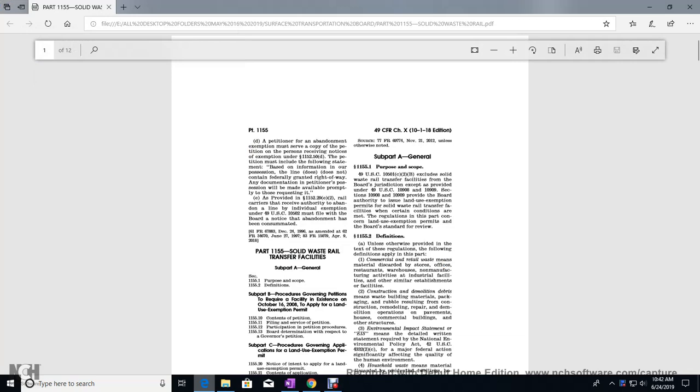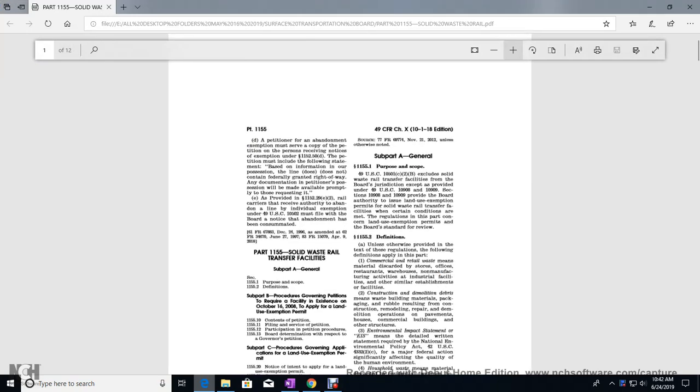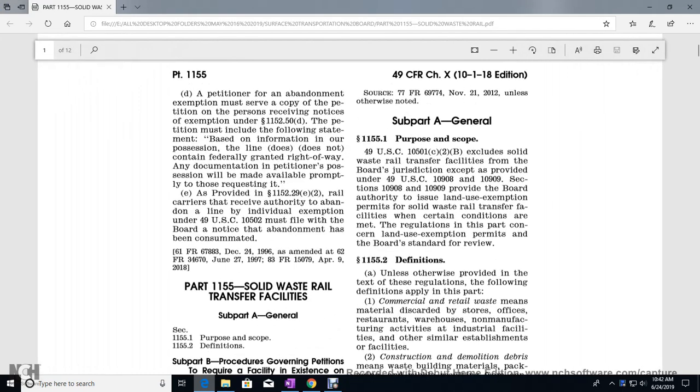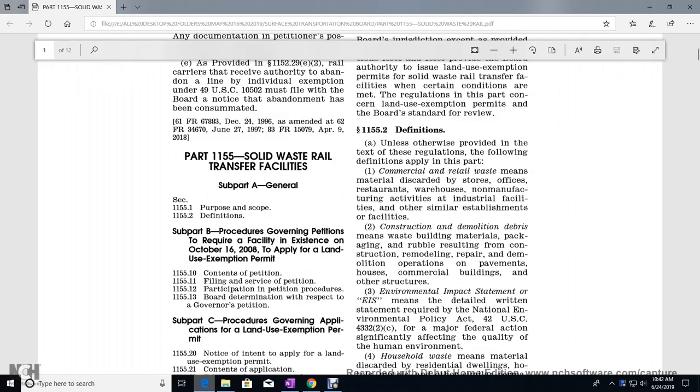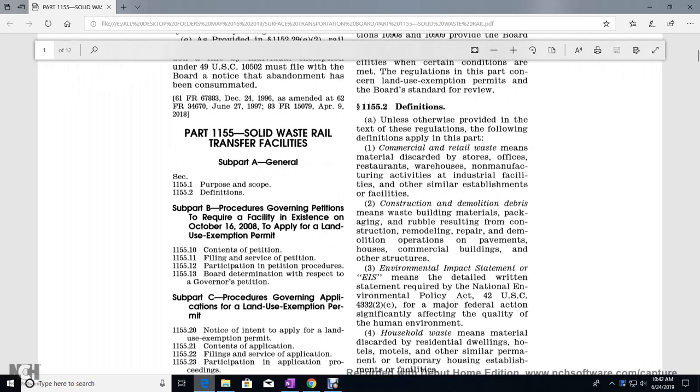Part 1155, Solid Waste Rail Transfer Facilities. We'll zoom in on this. Part 1155, Solid Waste Rail Transfer Facilities. Subpart A, Part 1155.1, Purpose and Scope; 1155.2, Definitions.